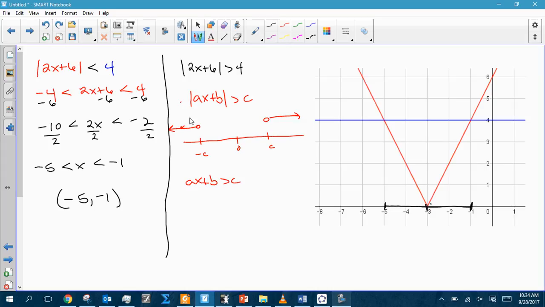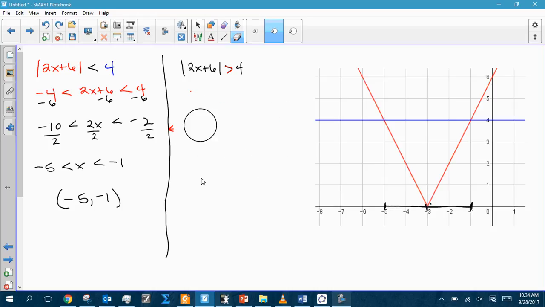But now to get these things over here, we're going to take ax plus b, and we're going to say they have to be less than negative c. And those are the two components that you need for a greater than inequality. And we write the word or in between. Okay, so let's see how that relates to the picture over here when we do this particular problem. If I have 2x plus 6 is greater than 4, I'm going to do that. 2x plus 6 is greater than 4.